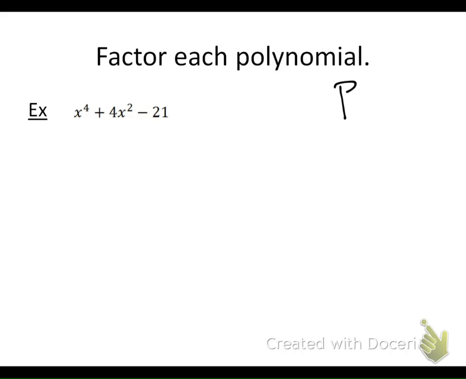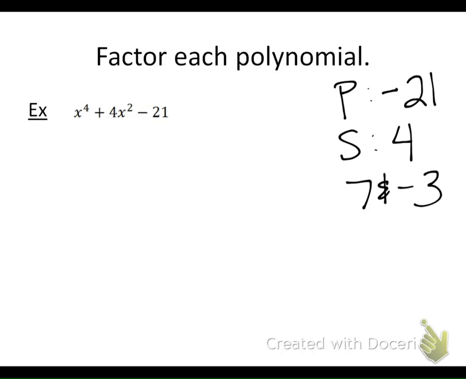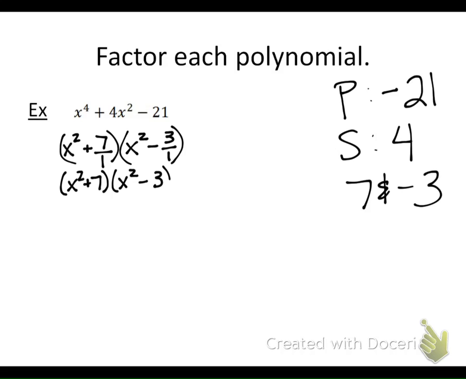I need a product and a sum. Product, negative 21, sum of 4. What two numbers? 7 and negative 3. I'm going to write 7, negative 3, but divide them both by your a coefficient. But what is your first term? Instead of x and x, it's going to be x squared and x squared. If you cleaned it up, x squared plus 7, x squared minus 3.